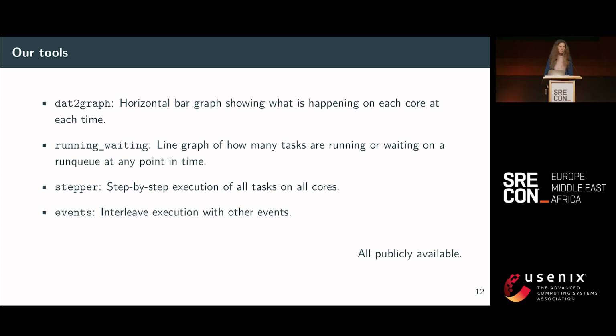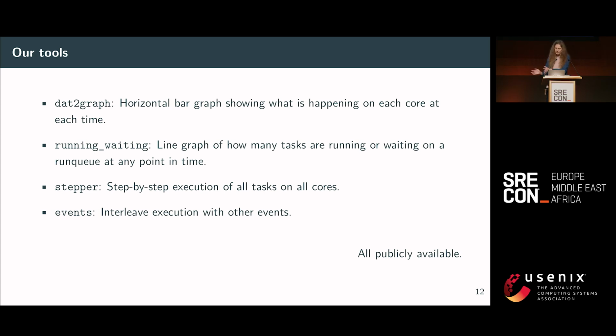We have running waiting. So running waiting is more of an overview. It shows you a green line with the number of tasks that are running, and a red line with the number of tasks that are runnable. So that's very limited information, but it's very useful because you can see exactly where there's some kind of overloads and thus bottlenecks and thus sources of poor performance.